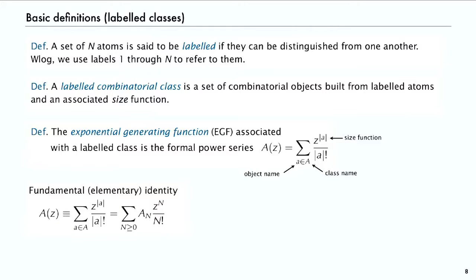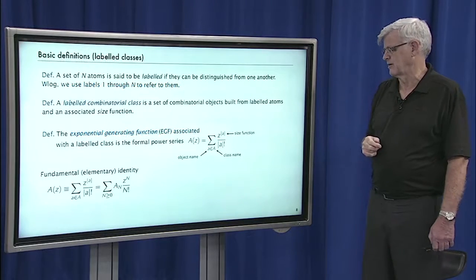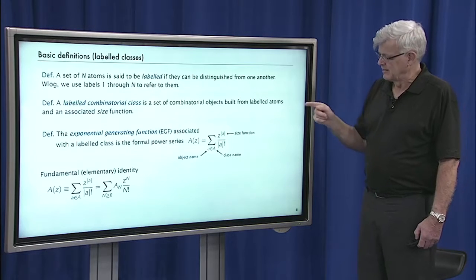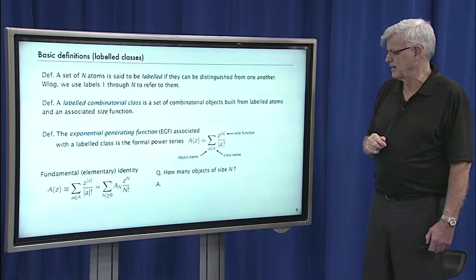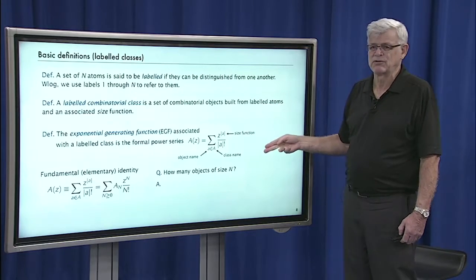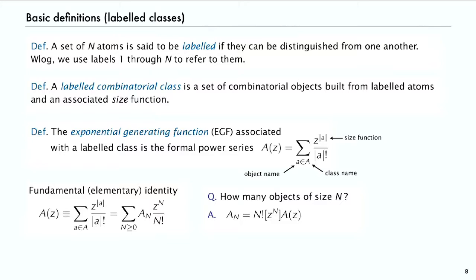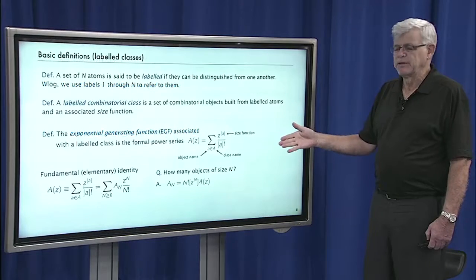And just as with unlabeled classes, we have the fundamental identity that's elementary, that you can express the generating function as the sum from n bigger than 0, a_n, the number of objects of size n, z to the n over n factorial. And that's elementary because we just collect terms, all the objects of size n. There's a_n terms of size n, and that's then an identity for the generating function. And that means that if we know the generating function A of z, and we want to know the number of objects of size n, we just find the coefficient of z to the n in A of z and multiply by n factorial. That'll be our goal later on.